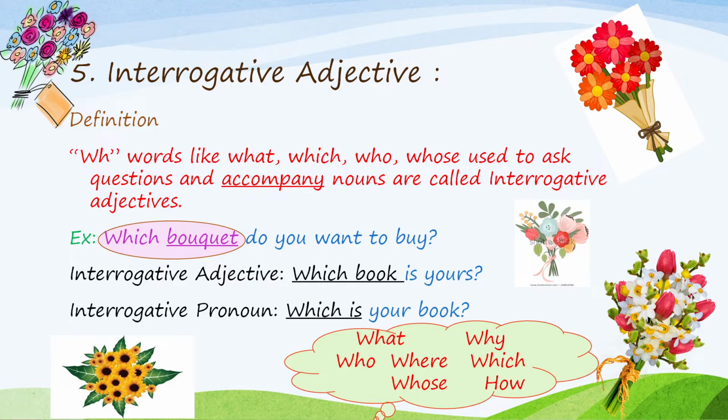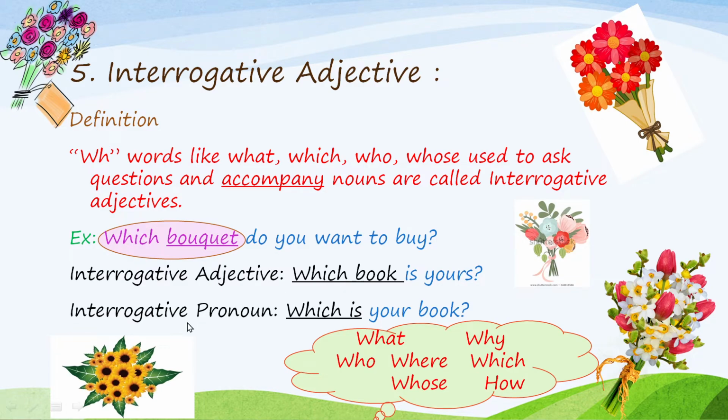The most common mistake regarding interrogative adjectives is confusing them with interrogative pronouns. This is because these WH interrogative adjectives can also function as interrogative pronouns. An easy way to be sure whether you are dealing with an interrogative adjective or an interrogative pronoun is to check whether the question word is immediately followed by a noun. For example, let us take this one. Which book is yours? Here you can see the WH question word, which, is immediately followed by the noun book. Which book? As soon as which is accompanied by the noun, you can straight away say it is an interrogative adjective.